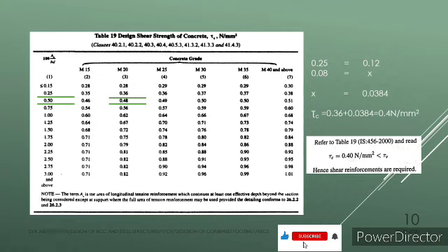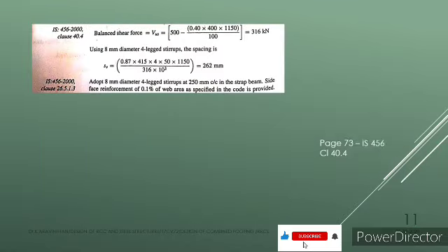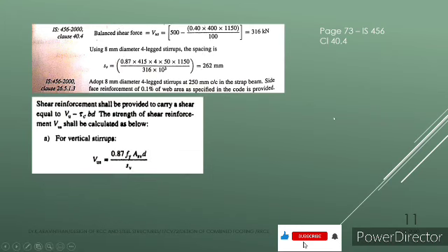Now, hence the shear reinforcement is required. So, we have to provide stirrups for the beam. Now, for applying these stirrups, in the Indian Standard Code you have the formula for finding the stirrups, that is diameter and spacing. The formula is VUS equals 0.87 Fy ASV, area of steel for vertical stirrups, D by SV. This is the spacing of stirrups.